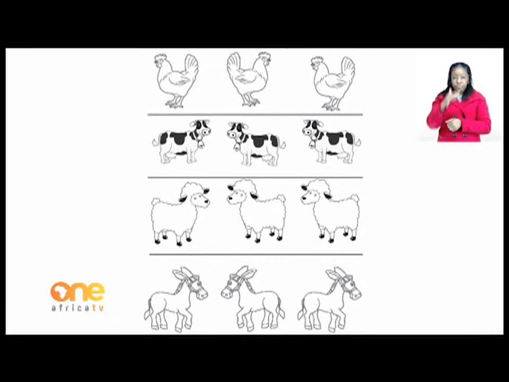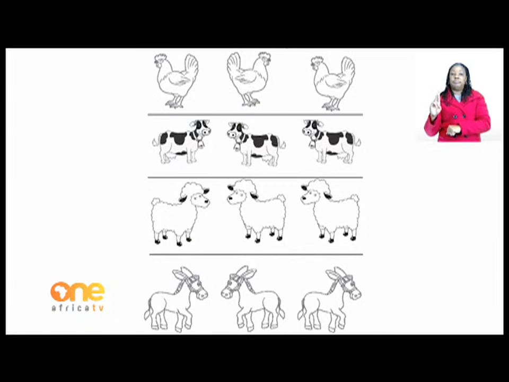Let's look at the last part of page 21, right at the bottom. There are three donkeys lined up in that row. Which one of the three donkeys is facing the right-hand side? Now look closely and find the donkeys facing to the right.